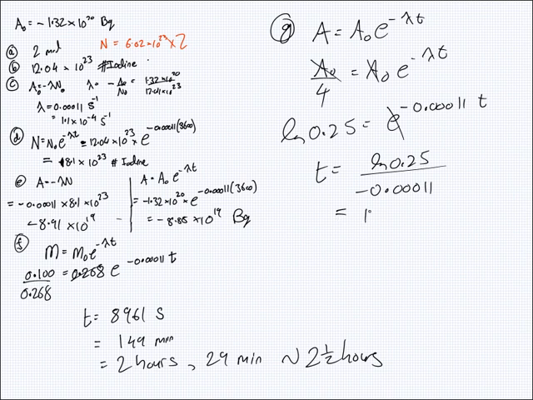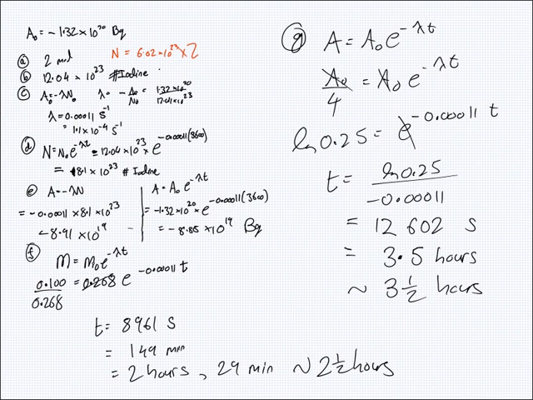Say again? 12,602. How many hours is that? Divide by 3,600. 3.5. Nice. So yes, 3.5 hours. This is a good exam type of question, like section B. I think you should write it down. Can you see it okay?